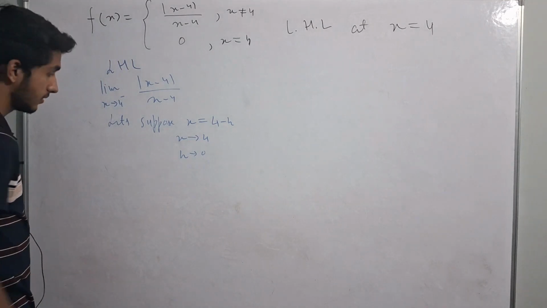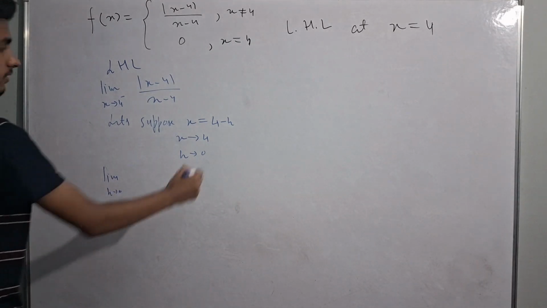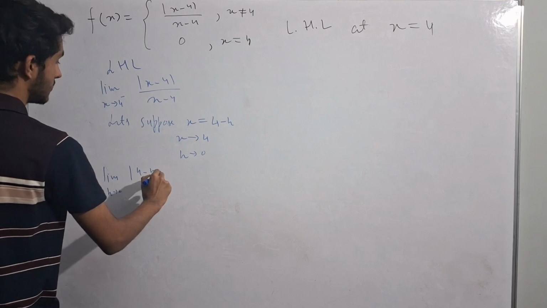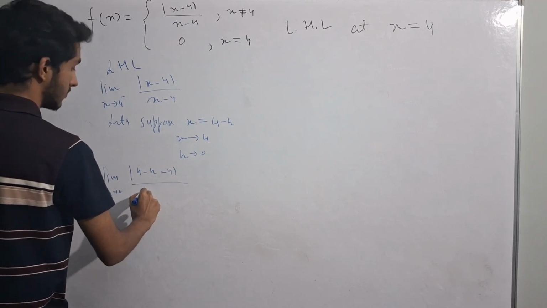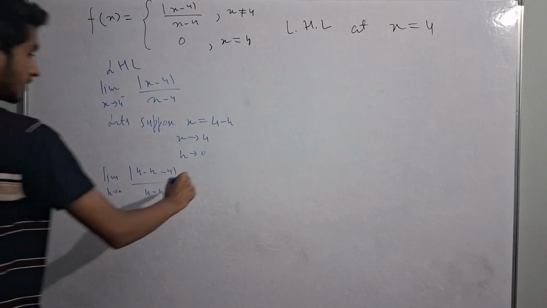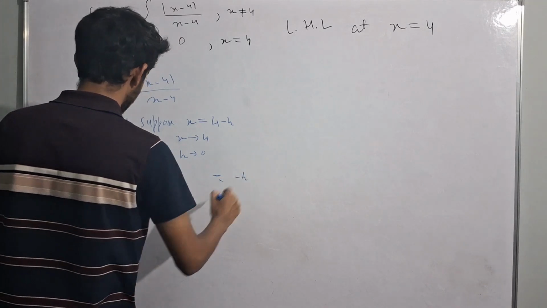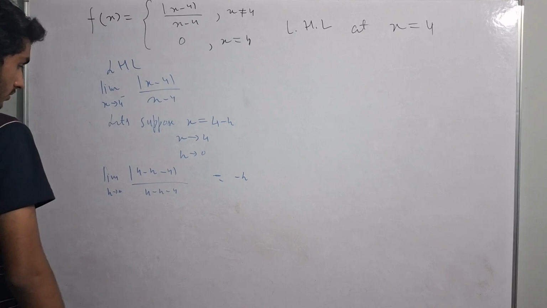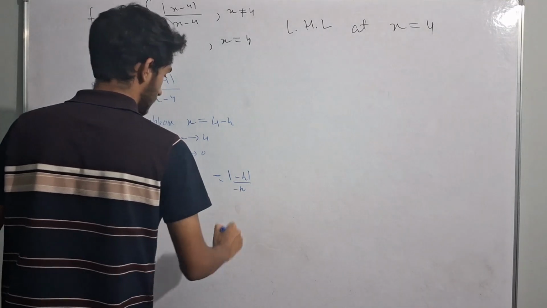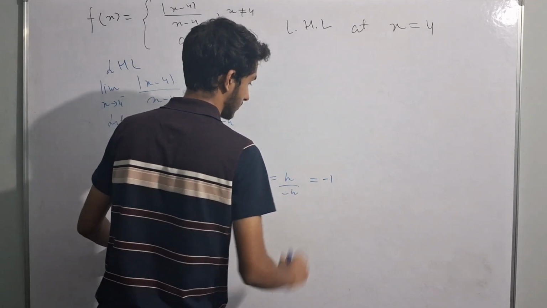So we'll apply the new limit. We'll do limit h tends to 0 and write this in terms of h: mod of 4 minus h minus 4 upon 4 minus h minus 4. So we get 4 minus 4, 0, leaving minus h. So mod of minus h upon minus h is equal to h by minus h, which is minus 1.